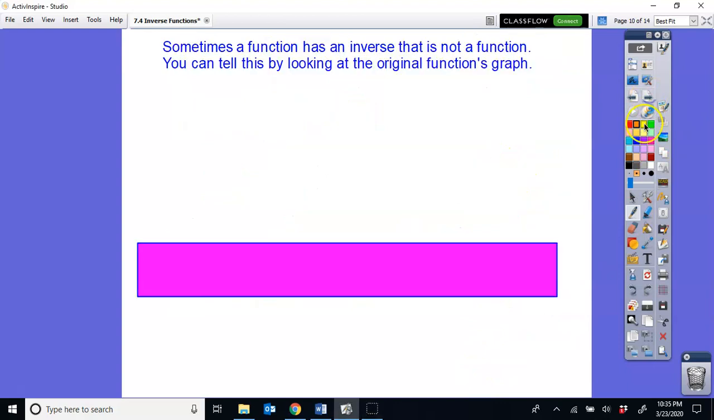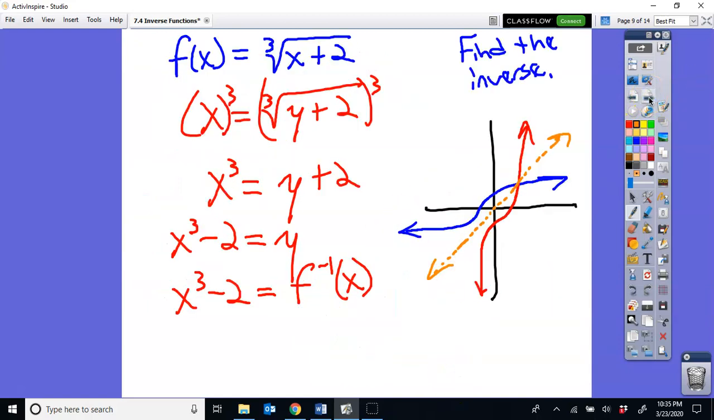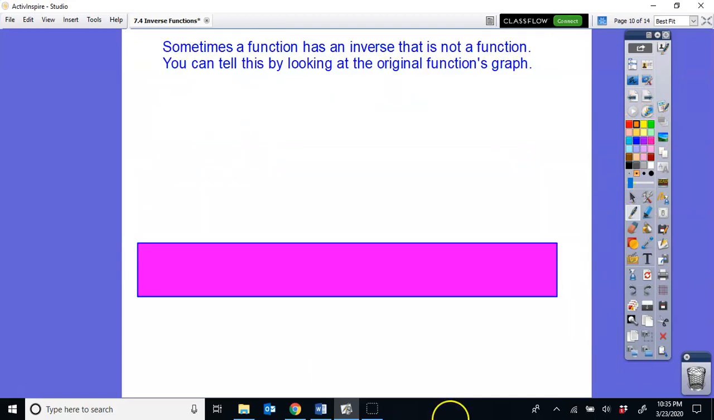And so one of the last things you'll see when we talk about this is that a function can have an inverse that is not a function. Sometimes that happens, like the squared function over here. If you don't restrict it, then it's going to be the top and the bottom, and that is not a function. So if you don't restrict the original, you're going to have sometimes a function that has an inverse that is not a function. The quickest way to tell this is by looking at the original function's graph. So think about that parabola we just did a minute ago.